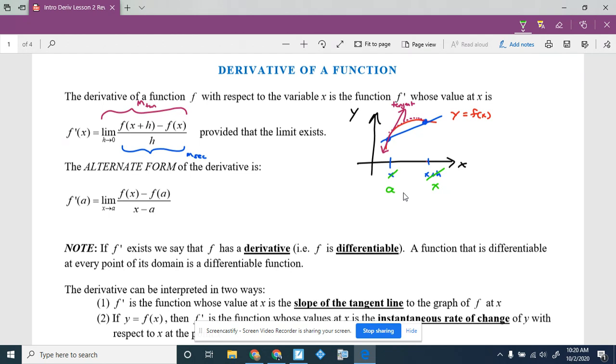But it's the same deal, right? This difference quotient represents the slope of that secant line. If I take the limit as x goes to a, this point moves over, and I get the slope of the tangent line, just now at a. So my answer would have an a in it. All right, that, my friends, is the derivative.